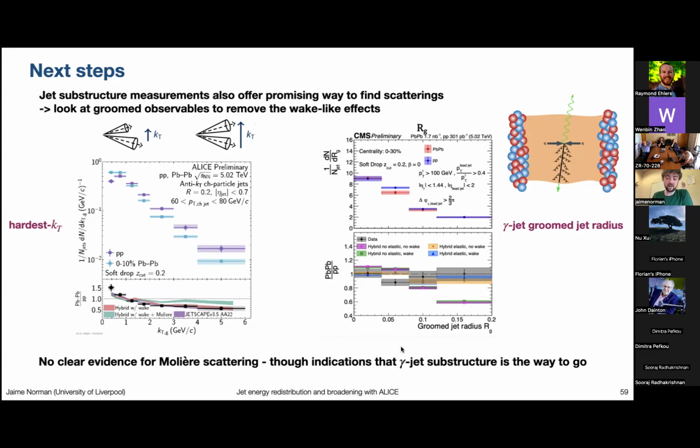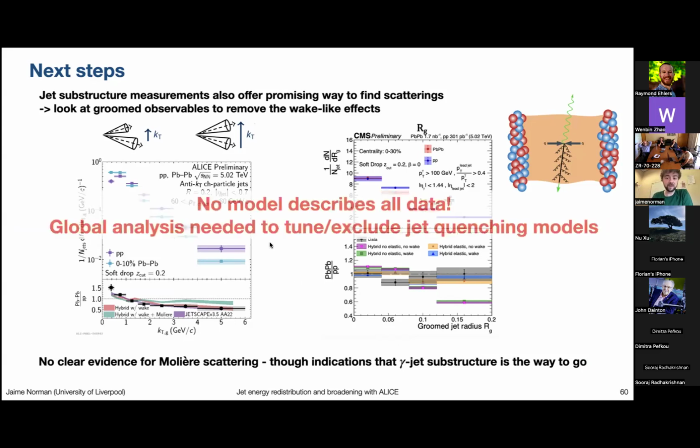Yeah, and we hope to have more of these measurements in Run 3. Again, pointing out that there's no model that describes all the data, and I'm quite excited by these global Bayesian analyses that are needed to tune or exclude jet quenching models, and this will be the next step.